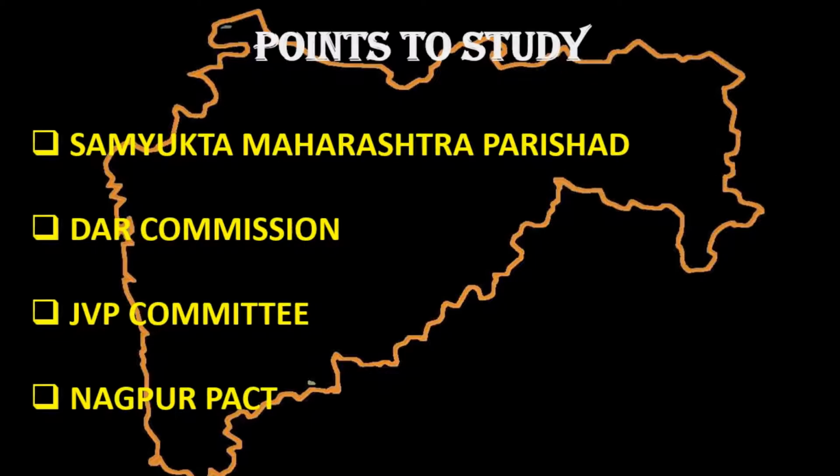Students, in 1947, when we got independence, the boundaries of several old states of India were changed in order to create the new states. And this was done to ensure that people who spoke the same language lived in the same state. Some states were created not on the basis of language, but to recognize differences based on culture, ethnicity, or geography.